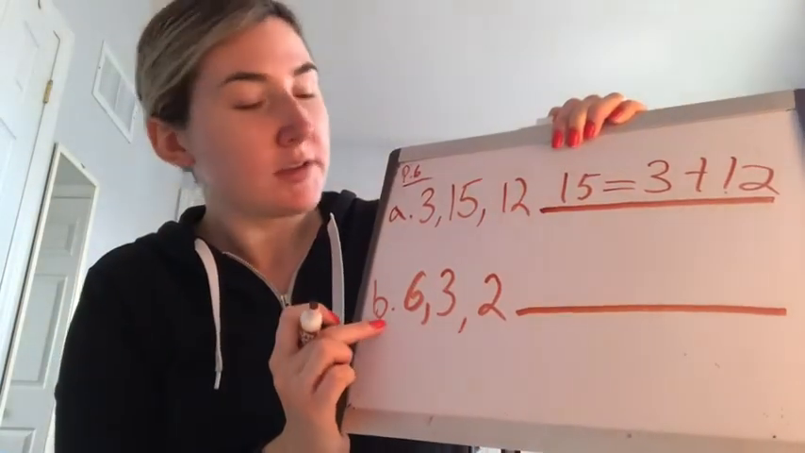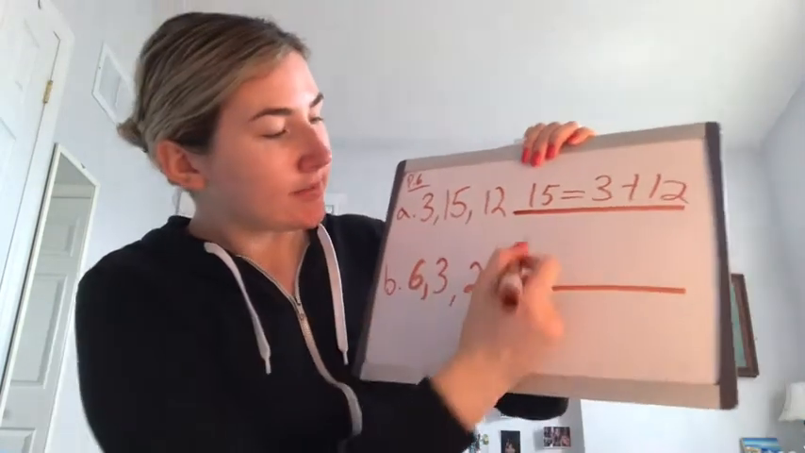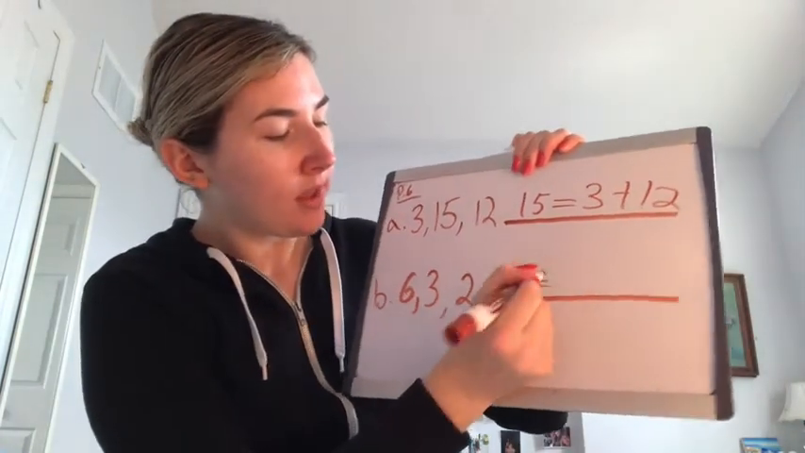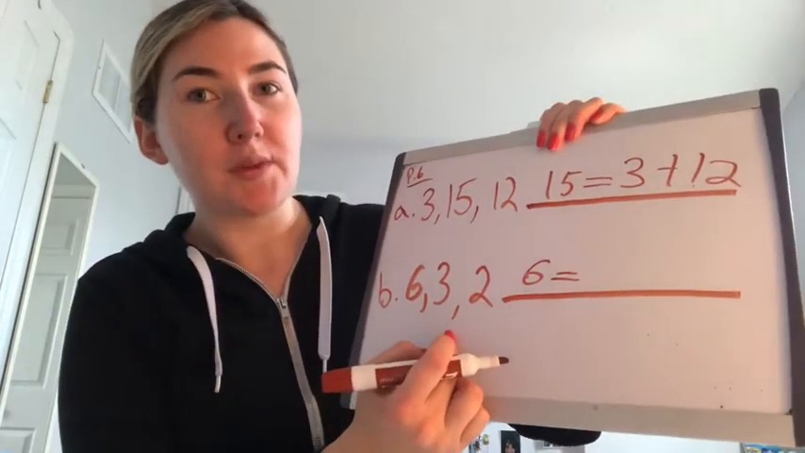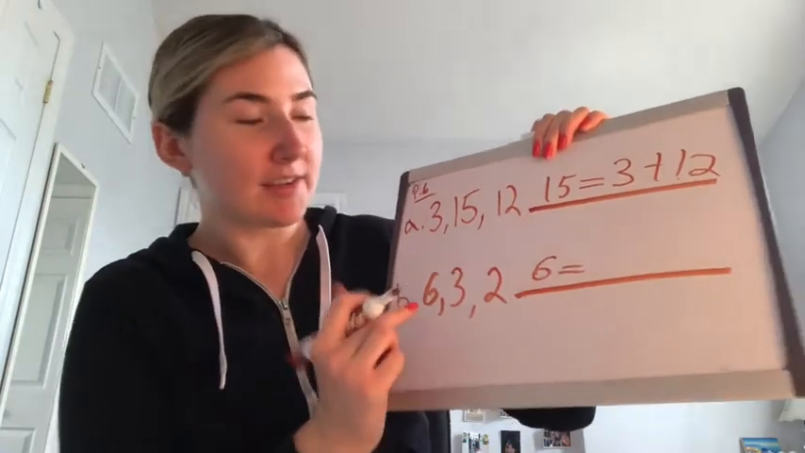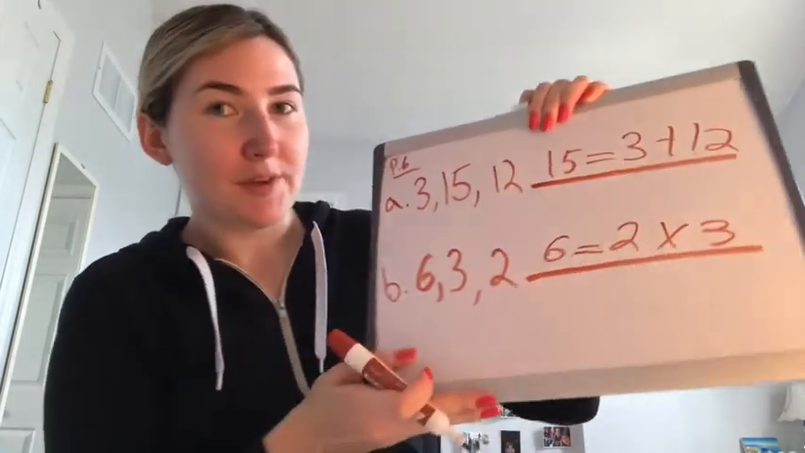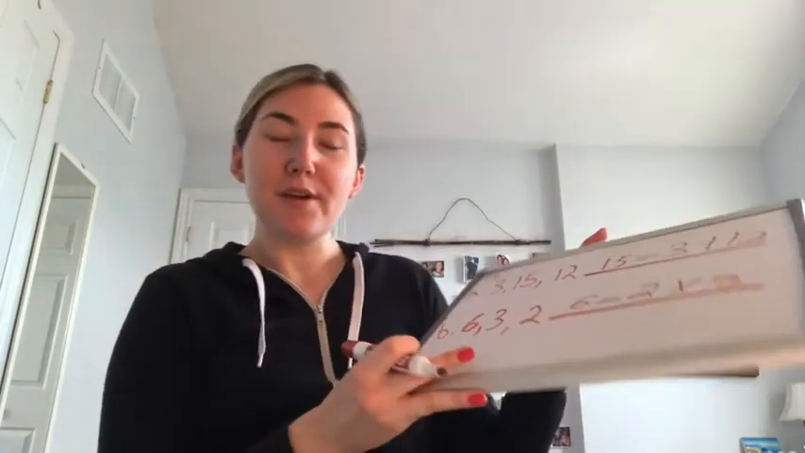And now let's look at B. Let's find our biggest number, since we know that will be our answer. We have 6. And now we know 2 plus 3 will equal 5, but 2 times 3 will equal 6. So 6 equals 2 times 3. So now you can pause this video and finish C and D on your own, and then come back for part 7 when you're ready.